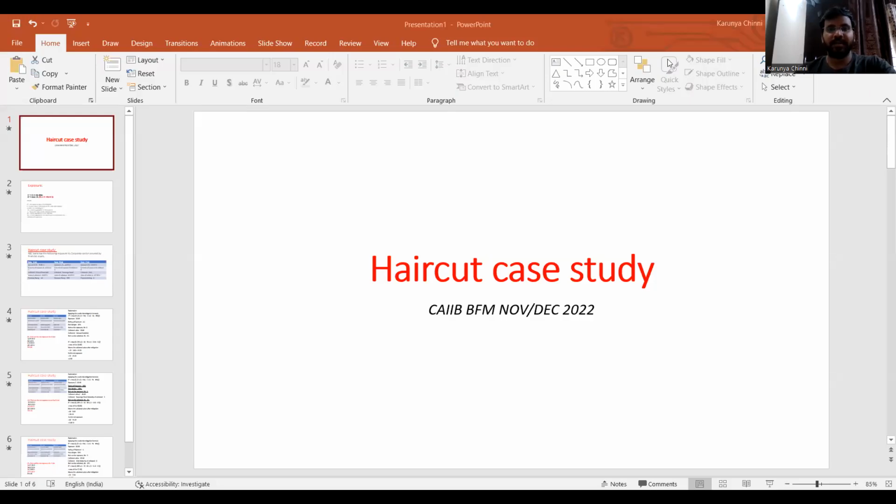Hi everyone. Today we are going to discuss the haircut case study. It is useful for the upcoming BFM examination. So what is this haircut case study? Basically, it refers to the adjustments made to the amount of exposures.